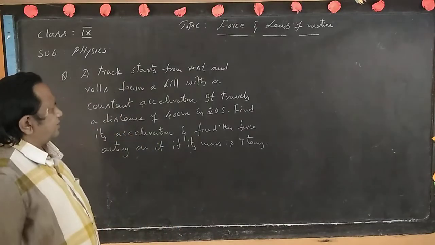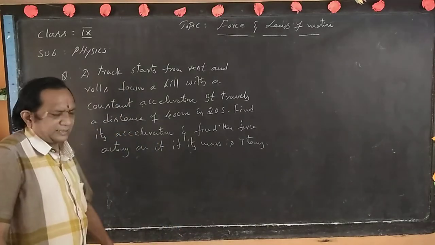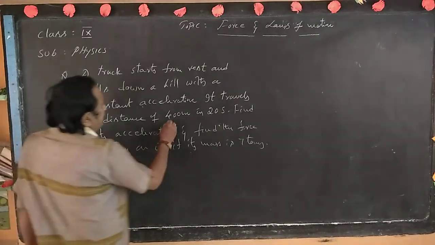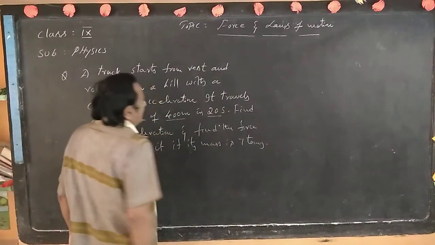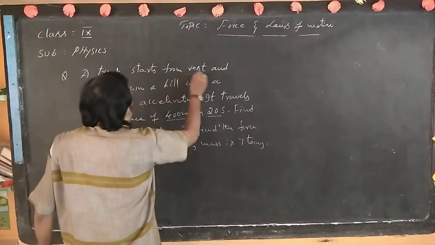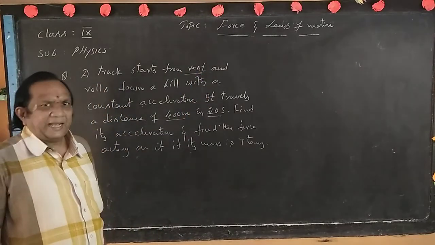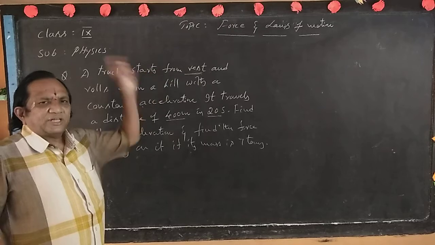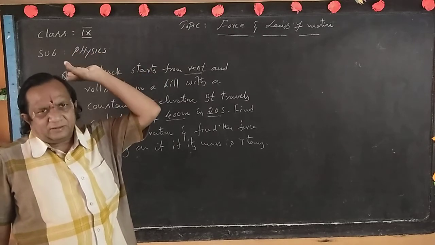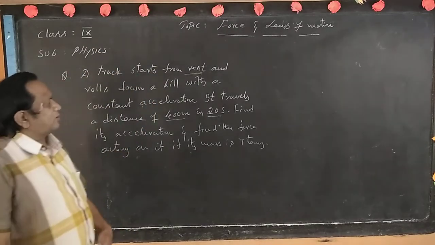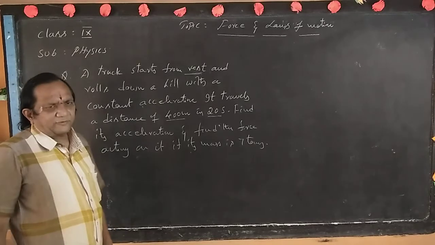So first of all, we can calculate the acceleration. For calculating the acceleration, distance and time will be given, and initial velocity will be 0. How do we say it is 0? It starts from rest. That's why u is equal to 0.